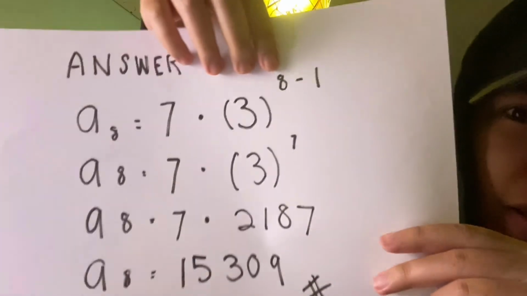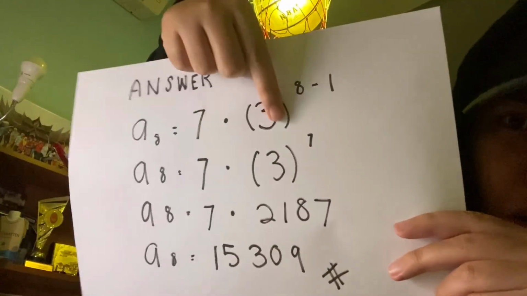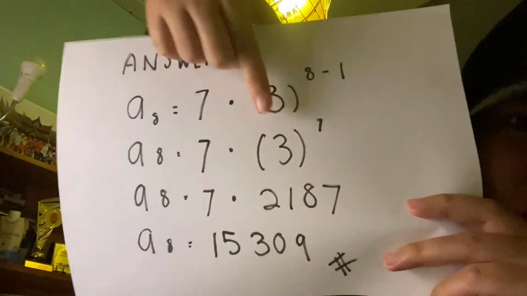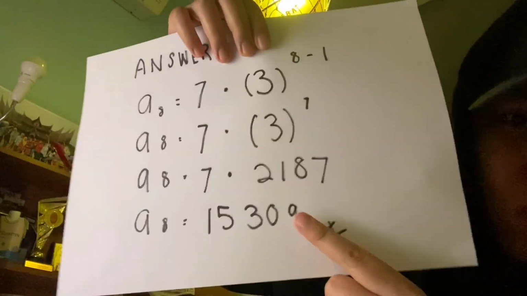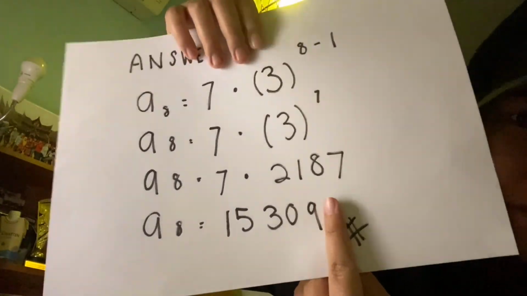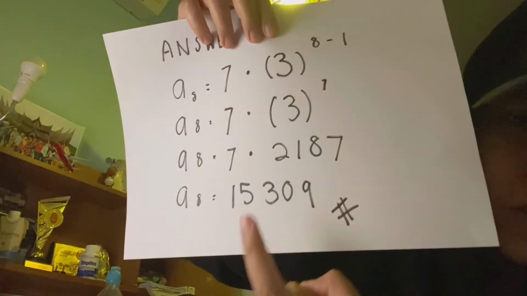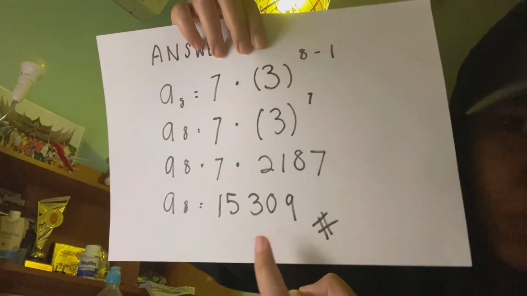So the first thing I did is 8 minus 1, which obviously equals 7. And I solved this one first, which is 3 to the power of 7, and I got 2187. The last part I did was just multiplying these two numbers, and I got 15309. The next one.